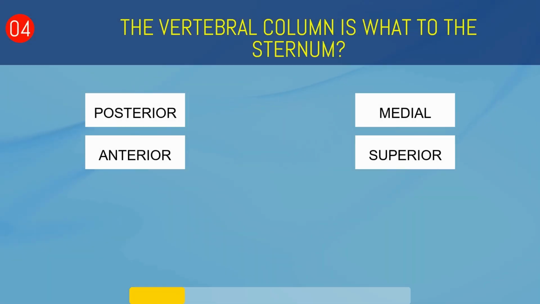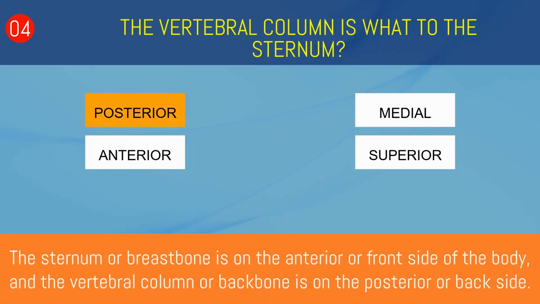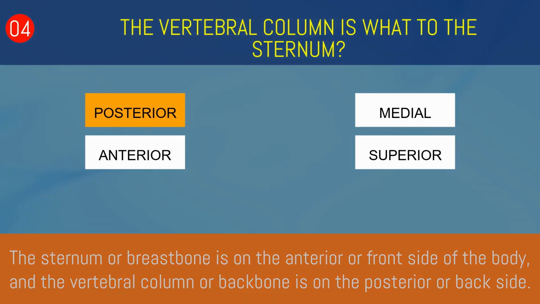The vertebral column is what to the sternum? Posterior, anterior, medial, or superior? Posterior. The sternum or breastbone is on the anterior or front side of the body, and the vertebral column or backbone is on the posterior or back side.